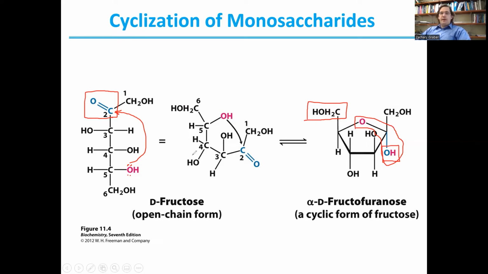Now notice in the case of our fructose here, our sugar ring does look a little bit different. And the reason for that, of course, is that our carbonyl carbon is now at the 2nd carbon instead of the 1st carbon. So our 1st carbon ends up hanging here off of our ring, and we get a 5-membered ring instead of a 6-membered ring.